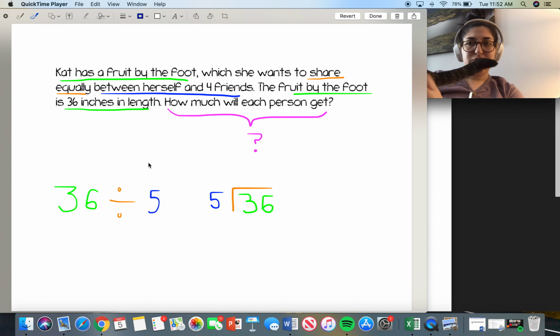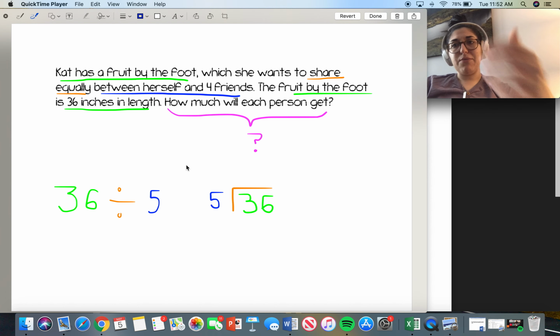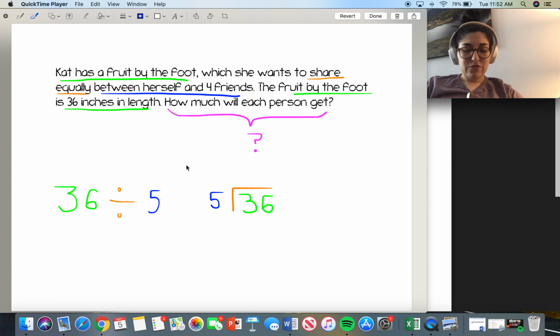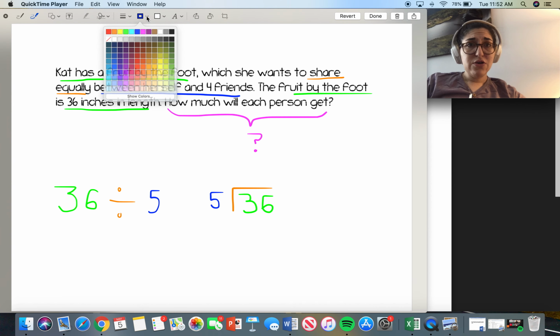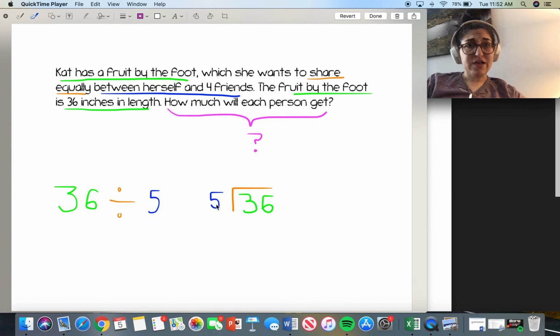How many groups of 5 can I make out of this, or how many will go into each group of 5? So let's do that. First thing we're going to say is, can 5 go into 3? It cannot. So I'm going to put a 0 there. And remember, the first thing we're doing is divide. We're going to multiply. We're going to subtract. We're going to bring down, okay?